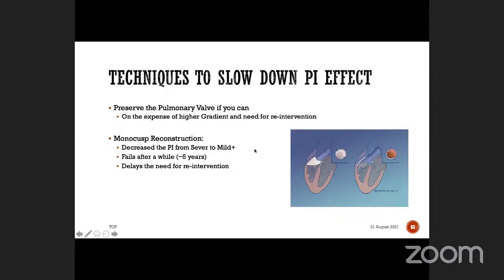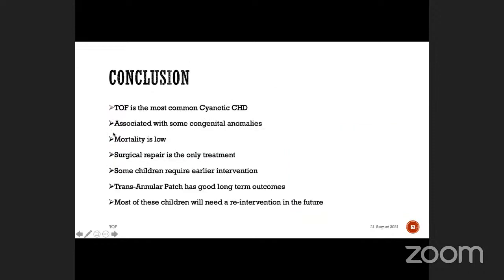This is the monocusp I was talking about. Basically, you create a huge anterior cusp that closes in diastole and prevents PI. There are other techniques, but this is the simplest. You can use autologous pericardium or bovine pericardium.